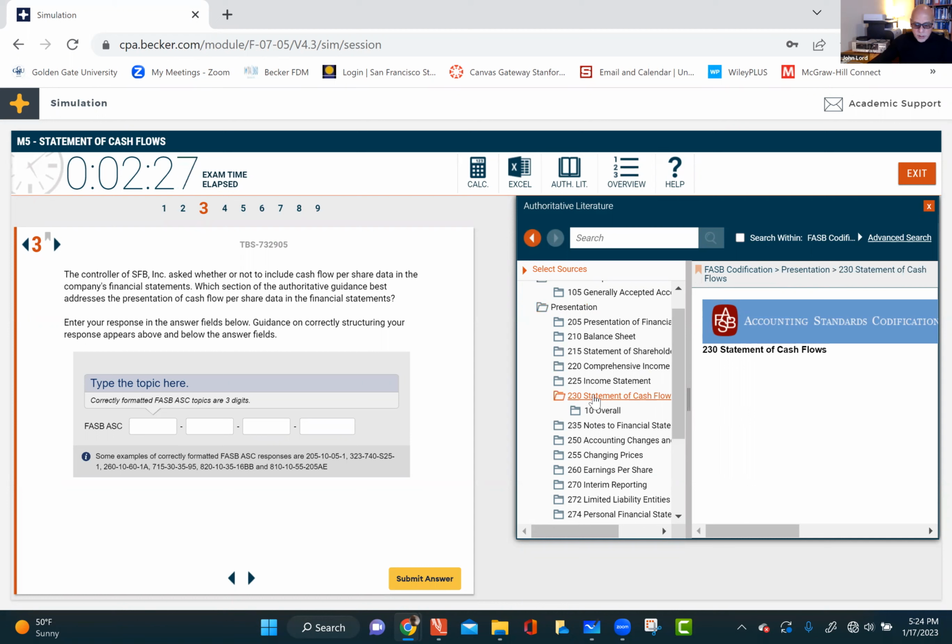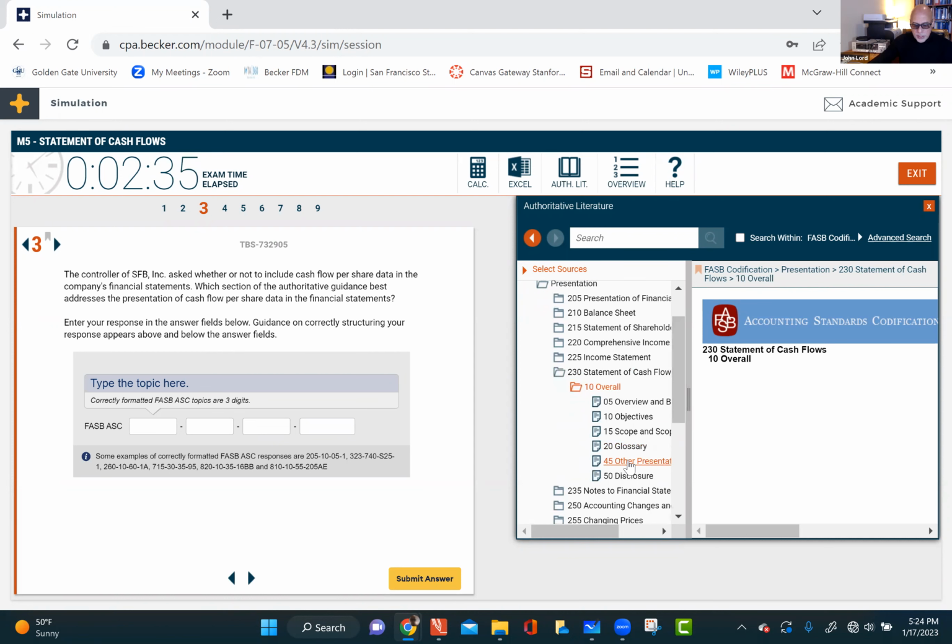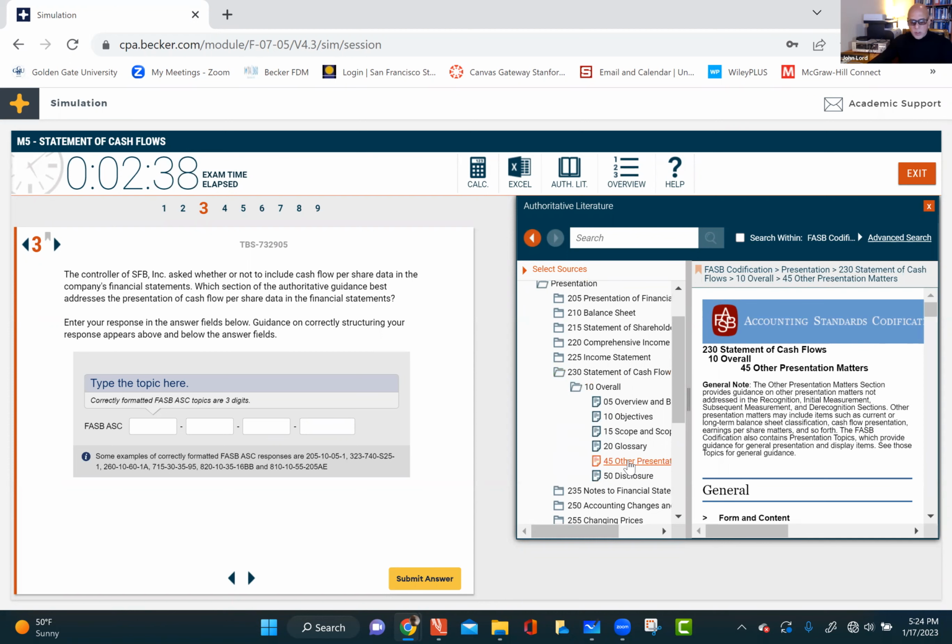So when I go ahead and I click on the statement of cash flows, notice I have these different things. I have overall, and I have presentation. So I'm thinking, well, look, reporting cash flow per share is sort of a presentation issue, isn't it? That's something that you're presenting on the financial statement. So I just follow that hunch a little bit, and I go ahead and I click on search within.